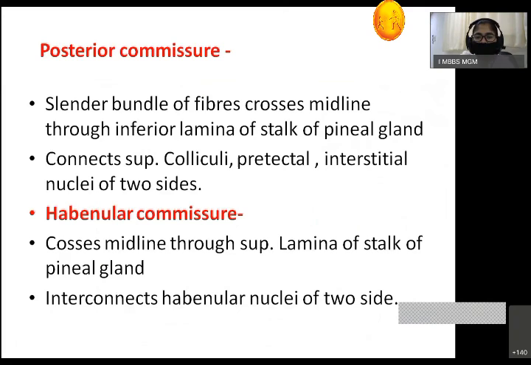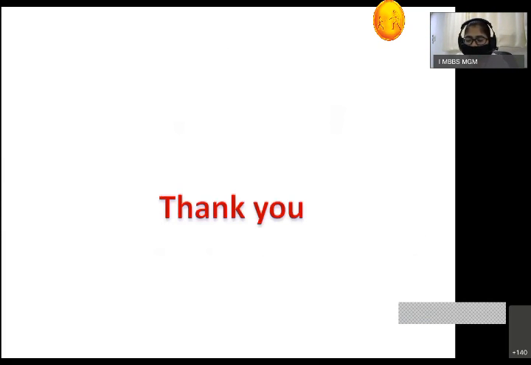Posterior commissure is a slender bundle of fibers which crosses the midline through the inferior lamina of the stalk of the pineal gland. It connects the superior colliculus, pretectal and interstitial nuclei of the two sides. Habenular commissure crosses the midline through the superior lamina of the stalk of the pineal gland and it connects the habenular nuclei of the two sides. Thank you.